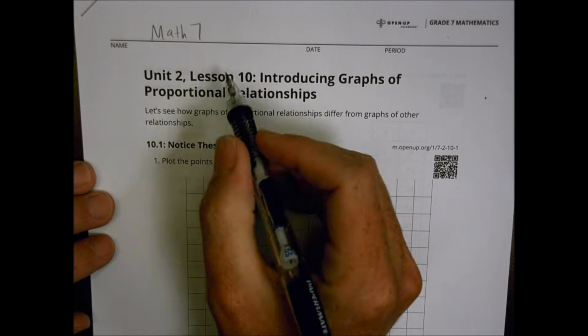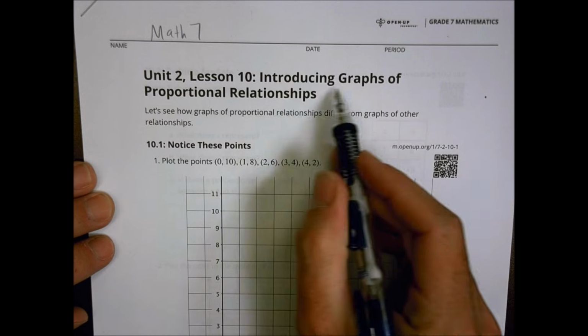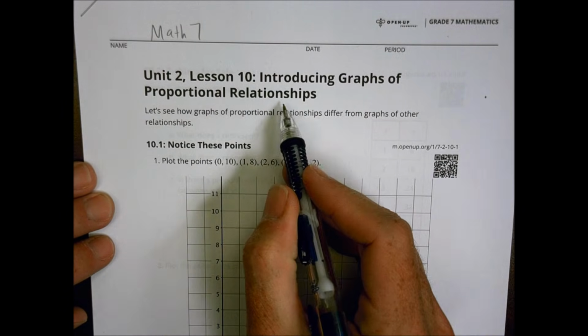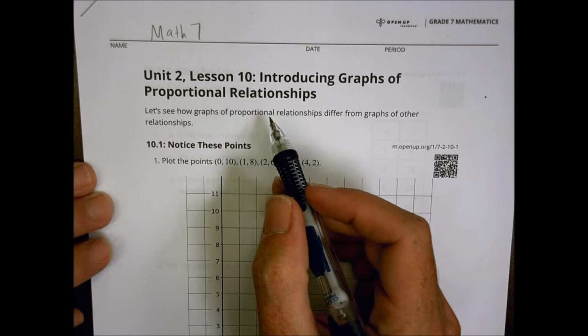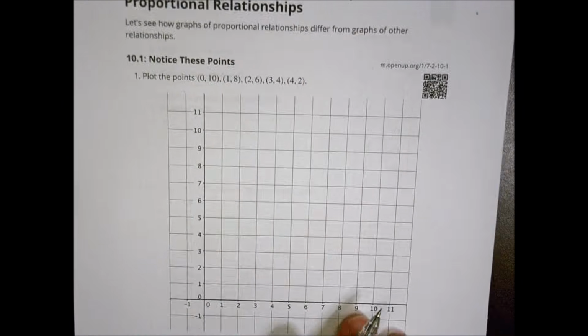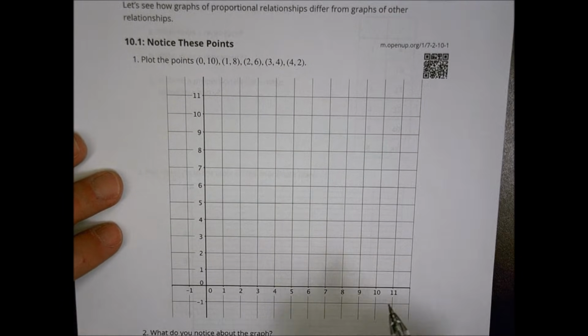Hi there, this is Math 7, Unit 2, Lesson 10. We are introducing graphs of proportional relationships today, and we're going to see how graphs of proportional relationships differ from graphs of other relationships. And you began today's lesson, again this is always just a little recap of the lesson, then we'll get into the homework.